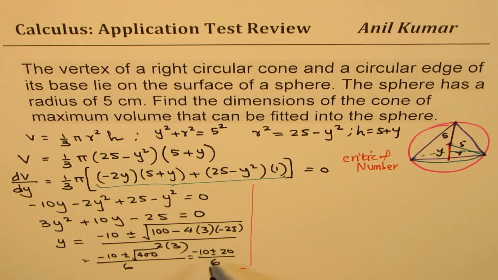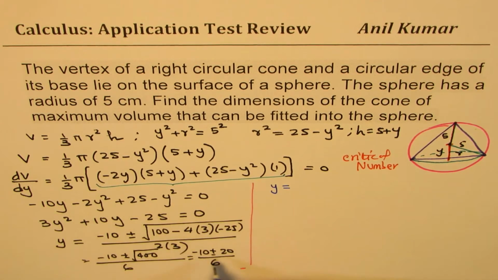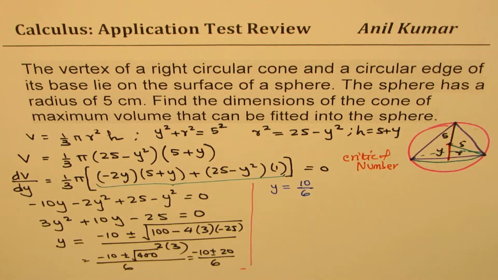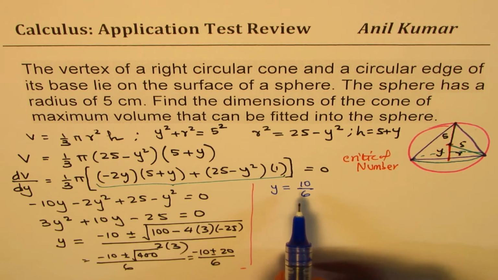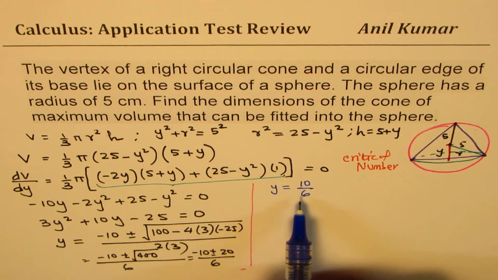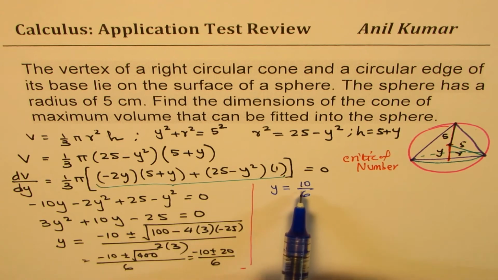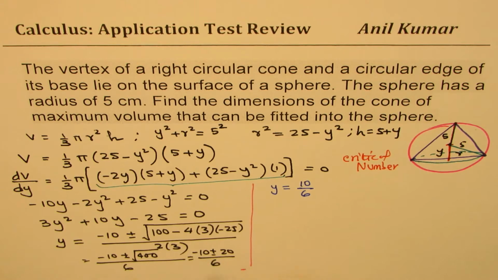Obviously, we cannot have a negative answer. So our critical number is y equals plus 10 over 6. That becomes the value of y as a critical number. Now what we need to show here is that the derivative at this y indicates a maximum. Now that is one of the zeros for this given equation. The other zero is negative.